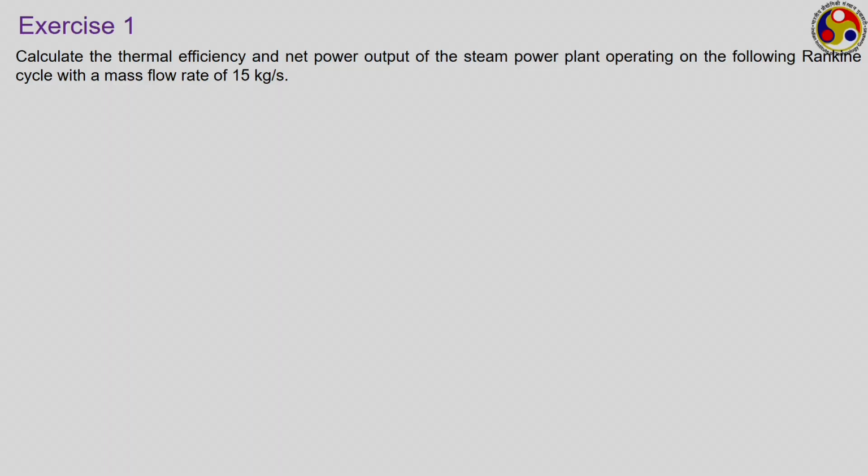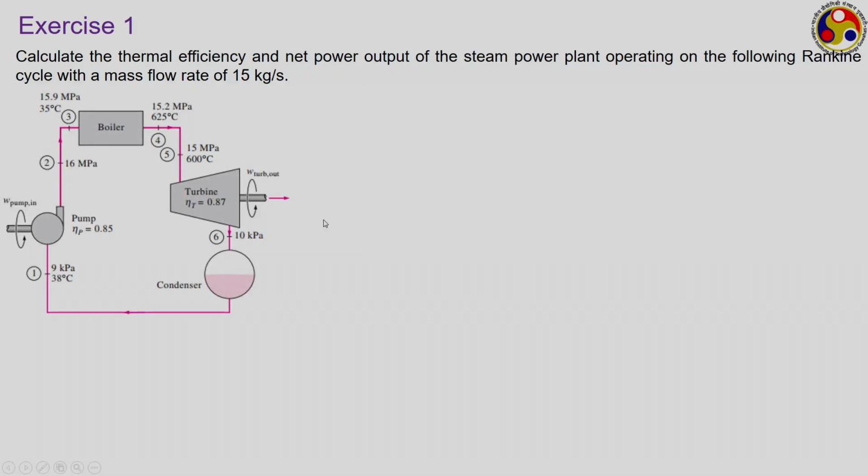We are solving several numerical problems in this module in order to show you the magnitude of the effect that we are talking about. Here we are looking to identify the thermal efficiency and net power output from a steam power plant operating on a Rankine cycle with a mass flow rate of 15 kg per second, and this is the cycle. Now, look at this. If we start from point number 1, which is here at the inlet to the pump, the pressure is 9 kilopascal. At the exit, it has been increased to 16 megapascal, but the pump has an isentropic efficiency of 0.85.